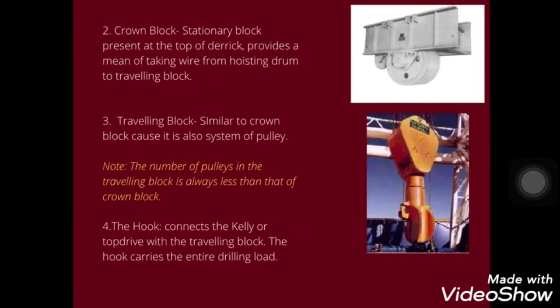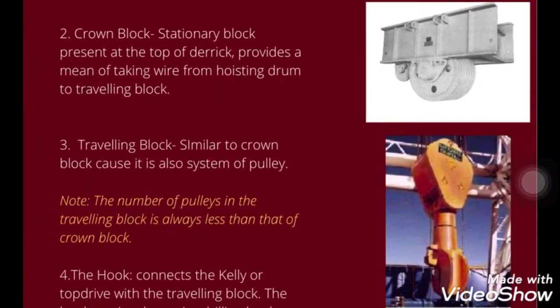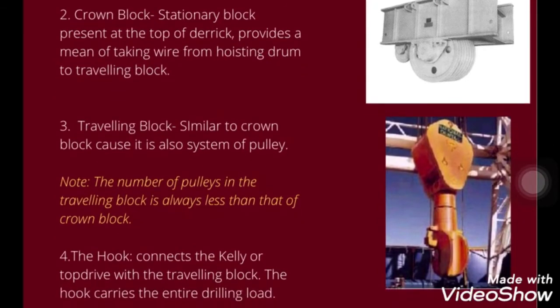The second part is the crown block. This is a stationary block present at the top of the derrick. It provides a means of taking wire from the hoisting drum to the traveling block. It is a system of pulleys. Now the next part is the traveling block. It is similar to the crown block because it is also a system of pulleys, but as the name suggests, it is the moving block and it is responsible for the movement of the drill pipe upward and downward.